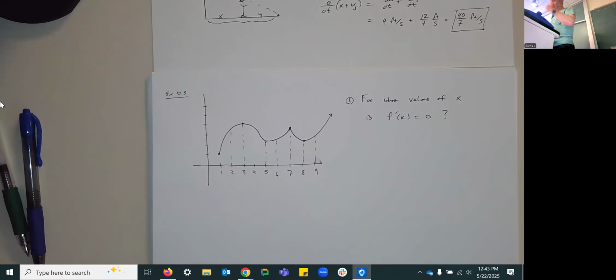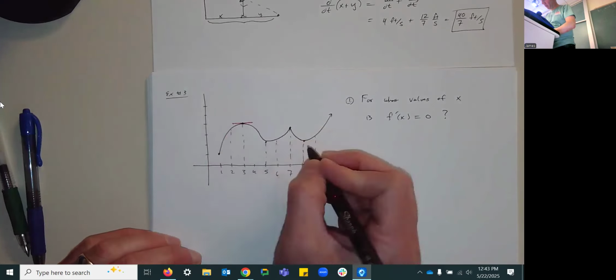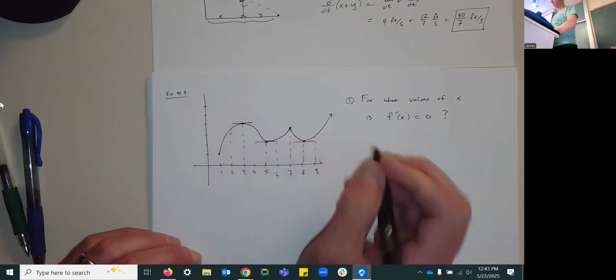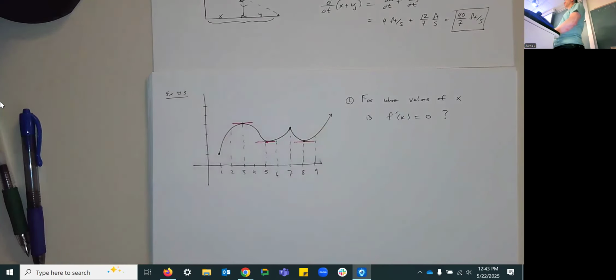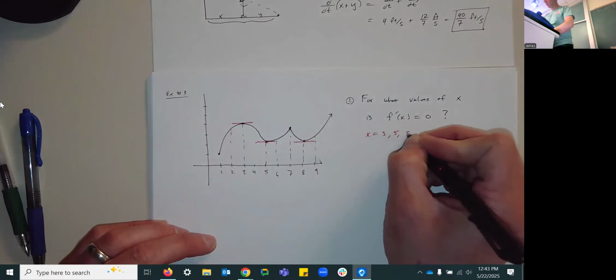Everybody? Right. So here we have a horizontal tangent line. Here we have a horizontal tangent line. Here we have a horizontal tangent line. Or in other words, in those places the slope of the tangent line is 0. So definitely x equal to 3, 5, and 8.